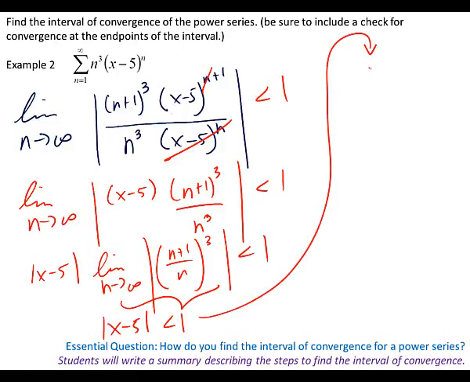So the possible interval of convergence that I'm going to get, remember I split this up and I go from -1 to +1. And I need to isolate the x. So what am I going to have to do with that 5? Add it, and I have to add it to both sides of that. So what's -1 plus 5? 4. And what's 1 plus 5? 6. So that's my possible interval of convergence.